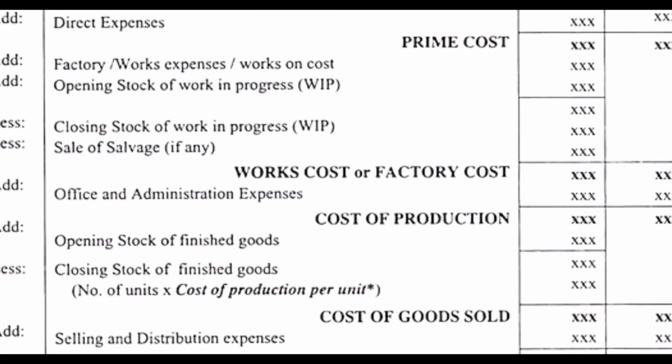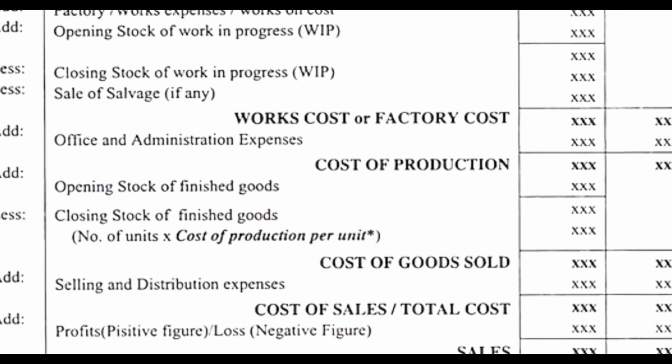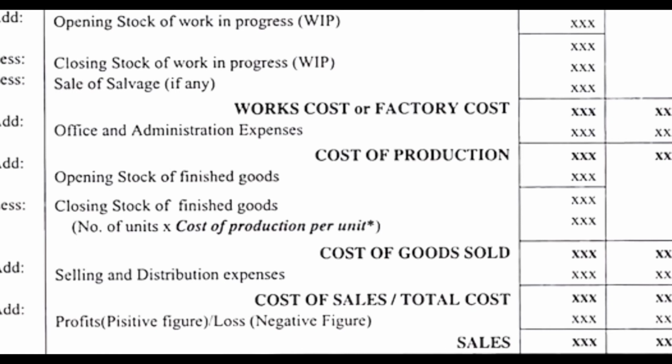So with the factory cost we have to add office and administrative expenses, that will give us the cost of production. With the cost of production we have to add opening stock of finished goods less closing stock of finished goods, that will give us cost of goods sold, and in this cost of goods sold we have to add selling and distribution expenses, that will give us total cost, which is the main purpose of this chapter, to calculate the total cost.